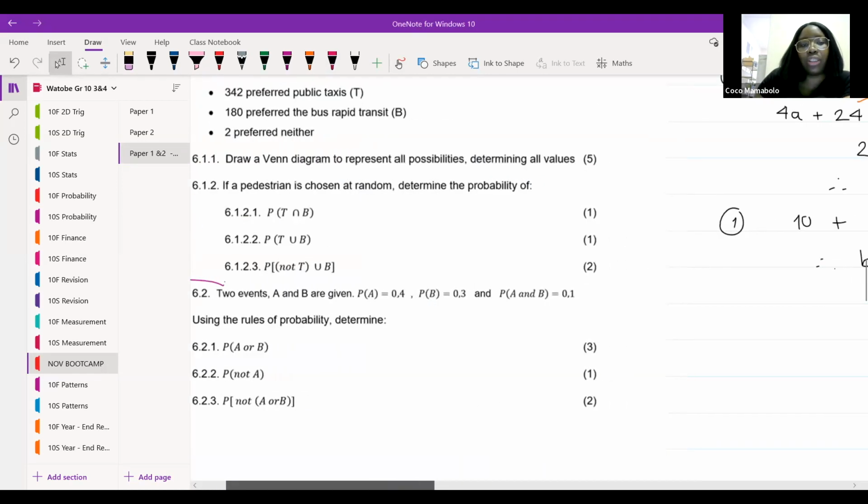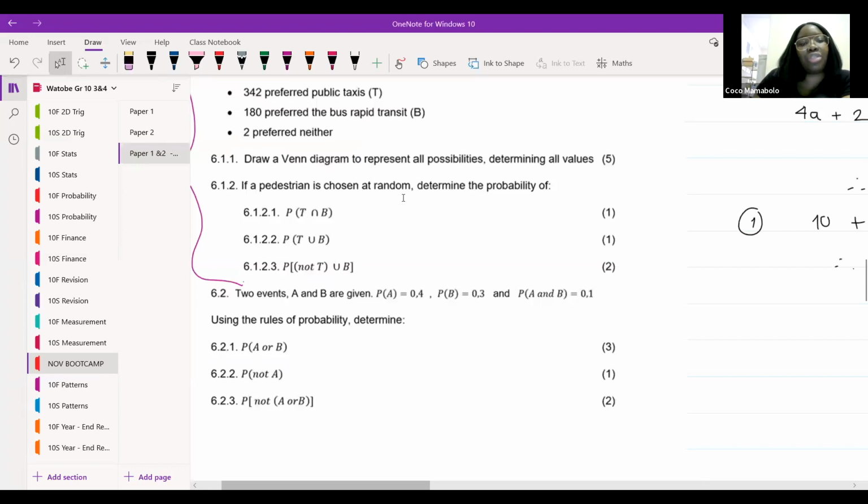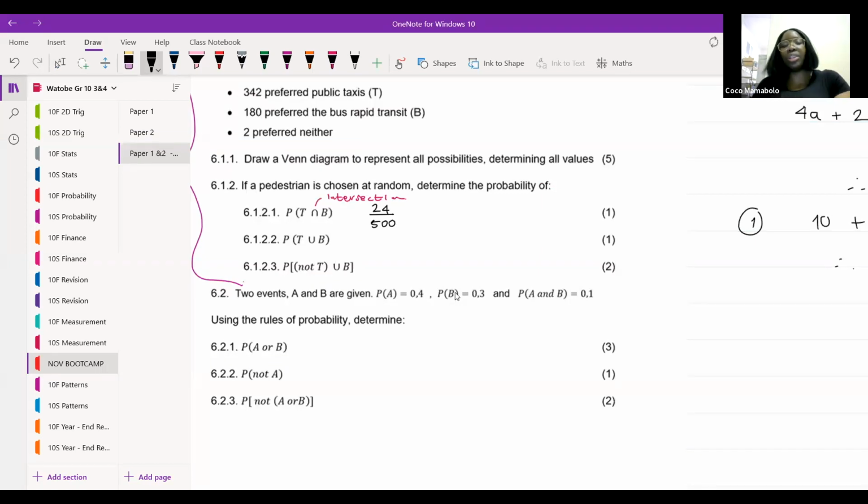All right, let's go have a look at the questions over here. It says, if a pedestrian is chosen at random, determine the probability of T intersection with B. This sign here in the middle, this upside down U, is the intersection. And we know how many people are in the intersection, right? There are 24 people in the intersection, but because it's a probability, this needs to be 24 over 500. Good, 24 over 500, that's the answer we're looking for.